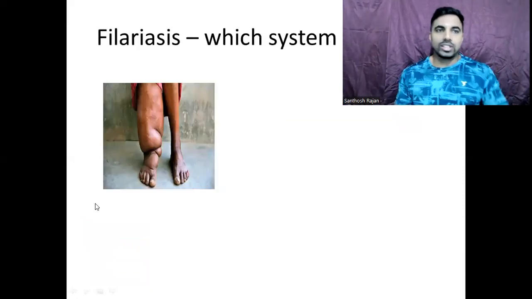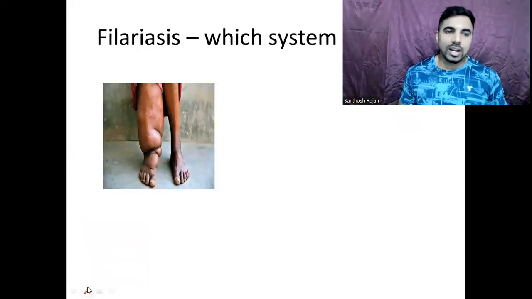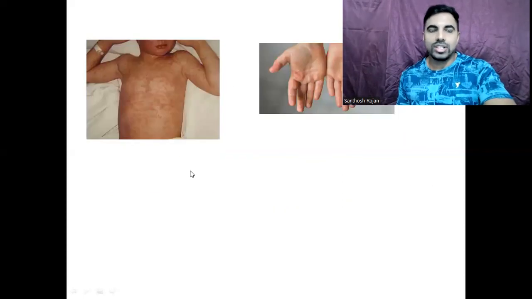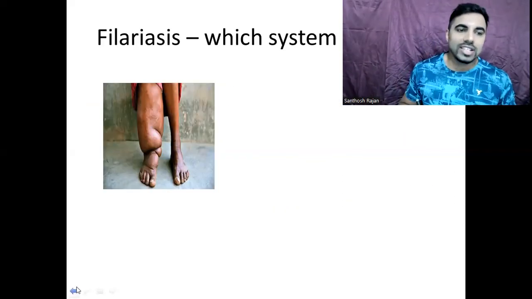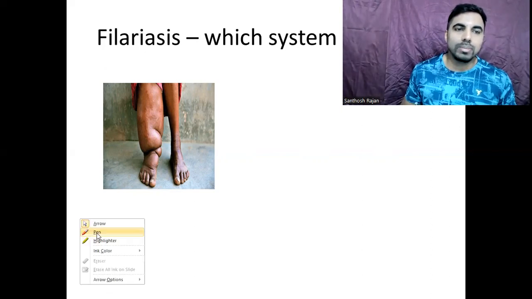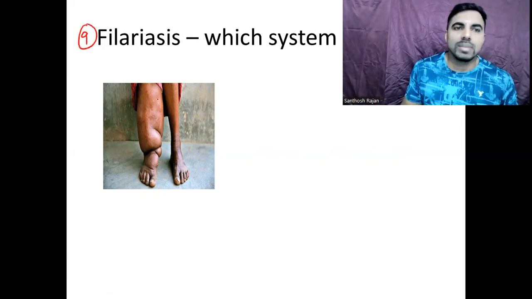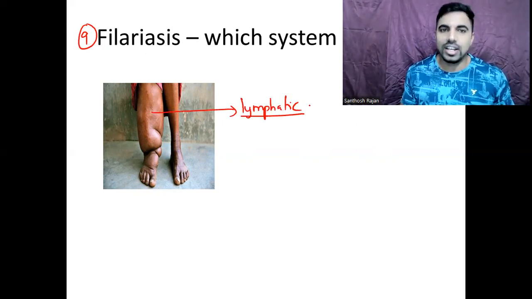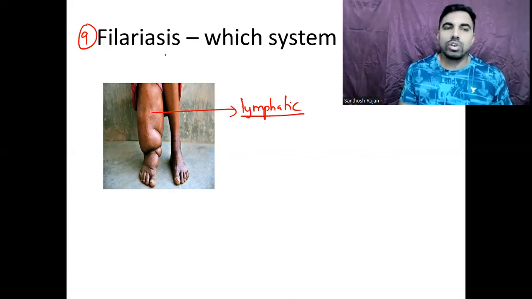Okay. Now next, filariasis. Somebody told filariasis could come. I don't know in which format they've asked, but if they've asked, this is one of the very simple questions. If there's filariasis and which system is affected, definitely it's lymphatic. That's what we call lymphatic filariasis or elephantiasis, right? Filariasis is also called elephantiasis.